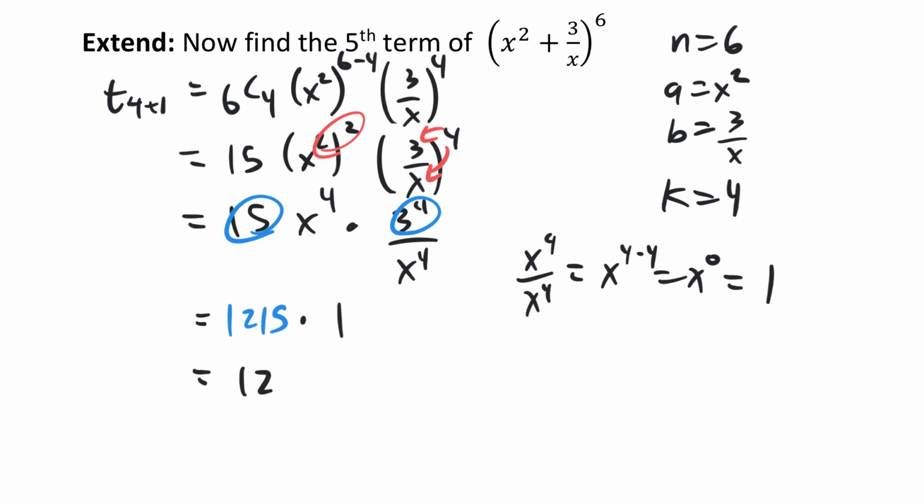So we just get 1215. The x actually disappears, and the fifth term has no x's in it. Okay, kind of interesting, kind of neat. But remember, there are terms in your expansion that don't have any x's. So in this case, looks like the fifth term had no x.